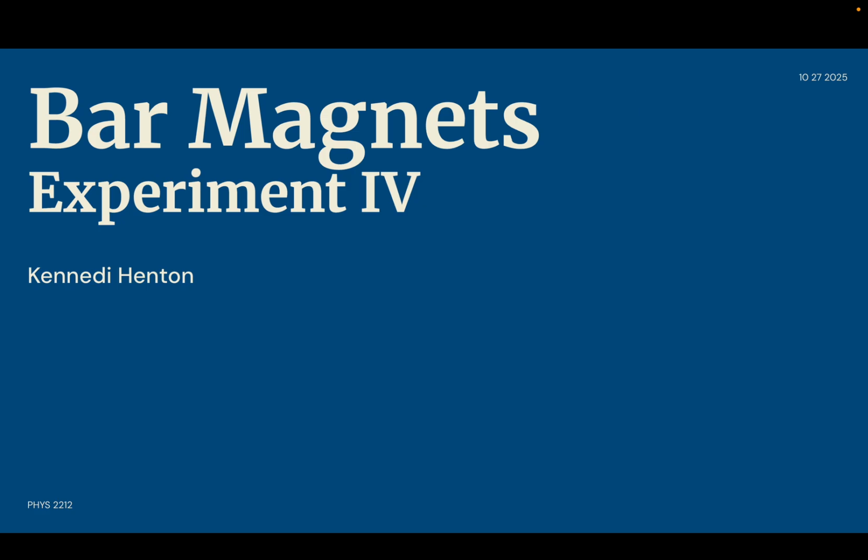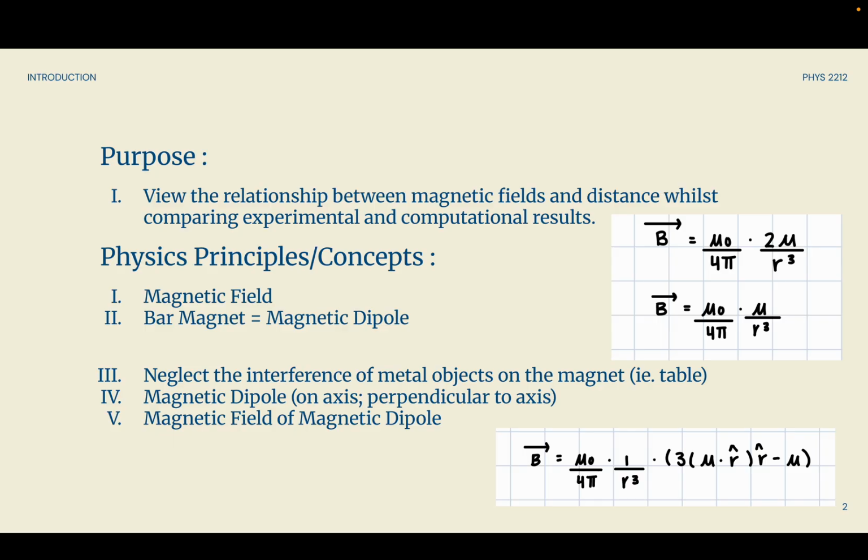This is my Physics 2212 Experiment 4 on bar magnets. So the purpose of this experiment was to view the relationship between magnetic fields at varying distances while comparing our experimental data found in lab against computational results using GlowScript's Python model.